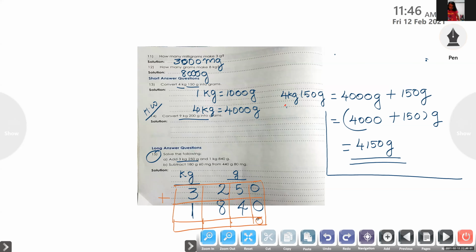9. 8 plus 2, 10. 10 we get, what we will do? We will write 0 in the place and 1 we will carry to the next place. You have to do that regrouping, okay? As in normal addition, you have to do the regrouping also. Now 3 plus 1, 4. 4 plus 1, 5. So 5 kilogram 90 grams.